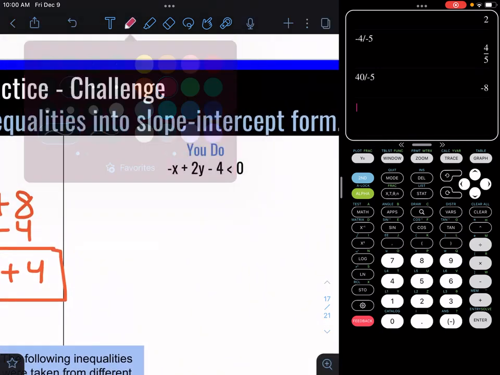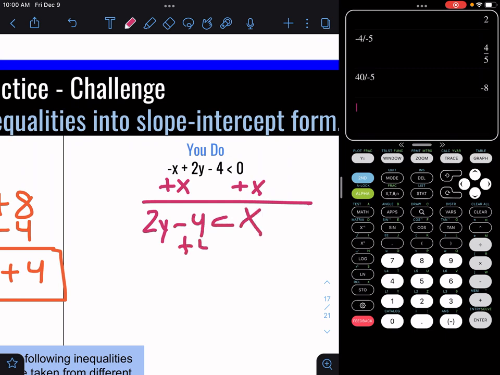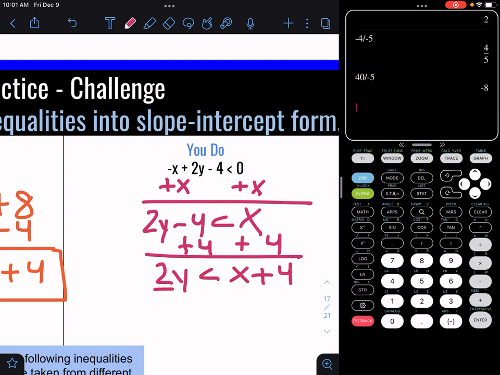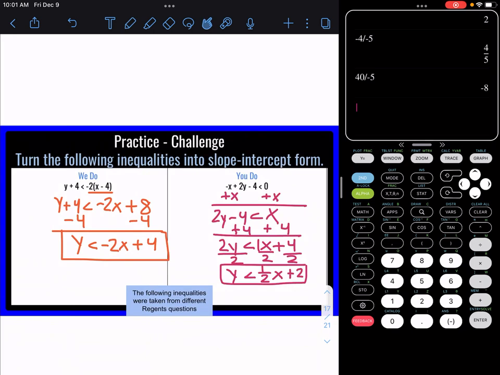Okay, I need to get rid of this x. So then I would have 2y minus 4 is less than 0 plus x is just x. And then I need to get rid of this 4, so I could add 4 to both sides. So I'll get 2y is less than x plus 4. And now to get rid of the 2, I will divide each number by a positive 2, which means I don't need to flip my inequality symbol. 4 divided by 2 is 2. This would be my final inequality. And that is how we rearrange inequalities.